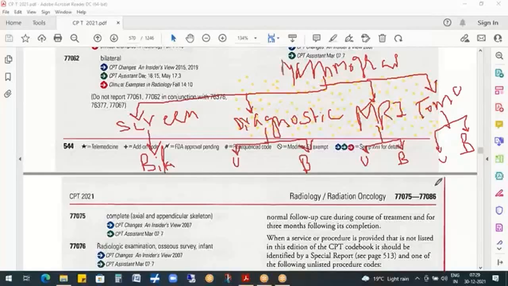Now, you are getting a question regarding mammogram. What are the key terms we need to look for in the question? Screening, diagnostic. If it is screening, we need to check bilateral. Diagnostic means we have to check unilateral or bilateral. If it is MRI, unilateral or bilateral. Tomosynthesis, unilateral or bilateral. Now you can see the codes in your book.